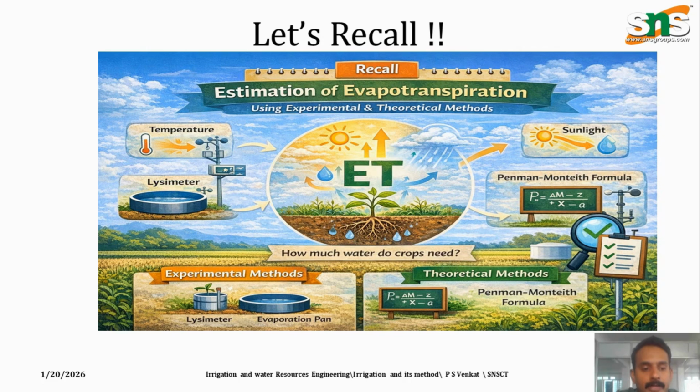Before moving to the topic, let us recall why irrigation is needed. Irrigation is needed because the rainfall is irregular, unevenly distributed, and seasonal. But the crops need water continuously and uniformly. So irrigation becomes essential to support crop growth, prevent crop failure, and increase agricultural production.